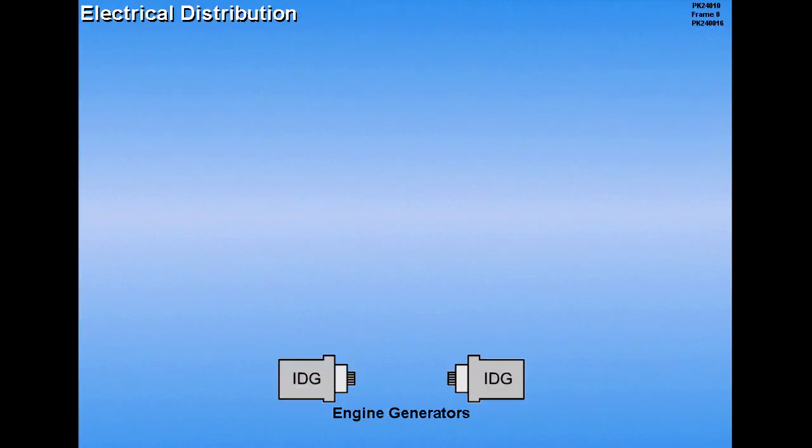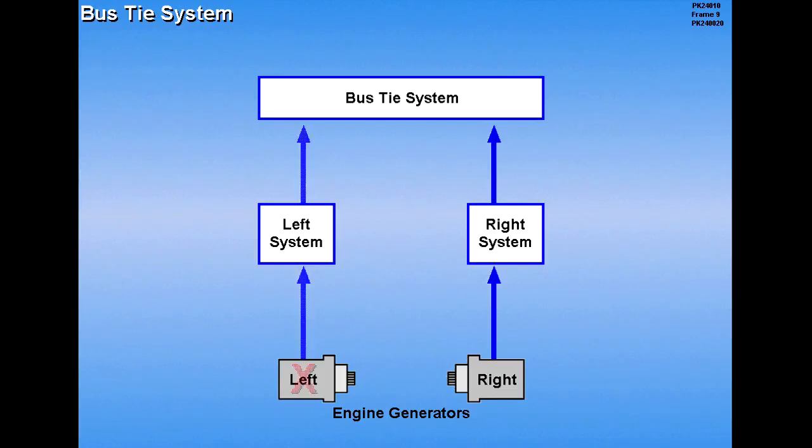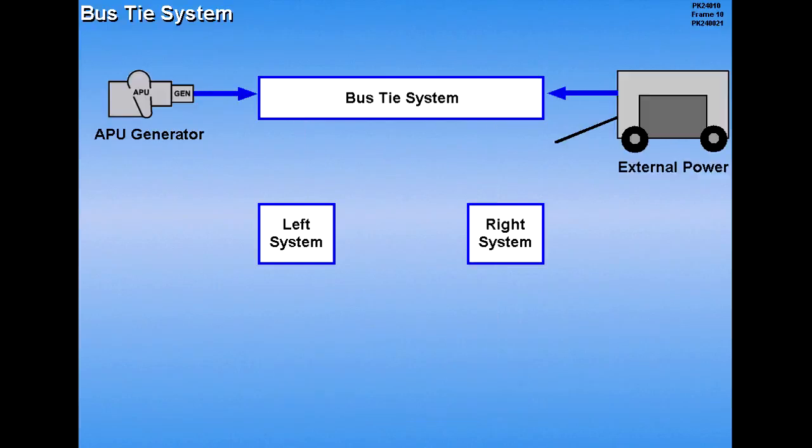Electrical distribution is divided into two systems: the left system and the right system. The bus tie system will automatically repower the affected system should a generator fail. The APU, or external power, can also power the systems utilizing the bus tie system.